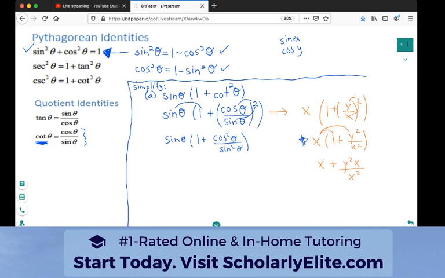Okay? Now, let's go ahead and continue our work in this field, I guess we'll call it. So I'm going to multiply sine squared theta into both sides. So sine theta times 1 is sine theta, and then plus this, which as we know from this step over here, is just going to be cos squared theta sine theta over sine squared theta.